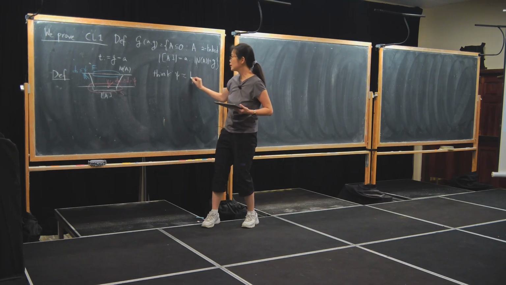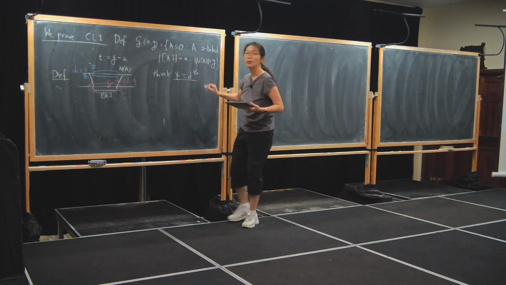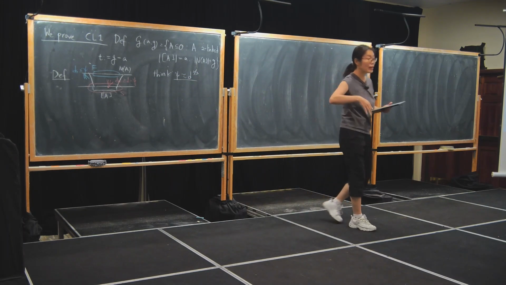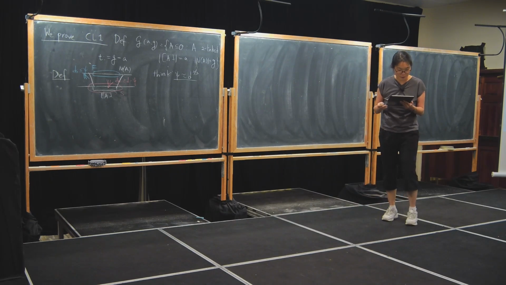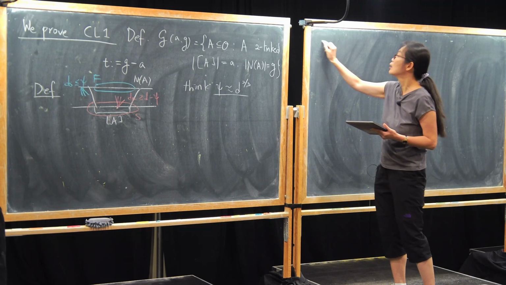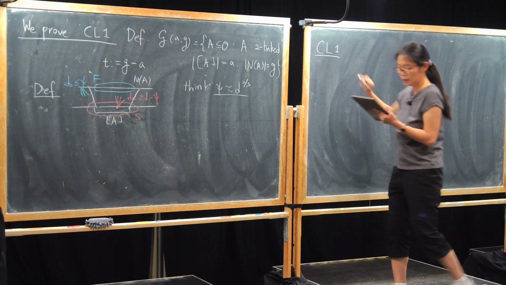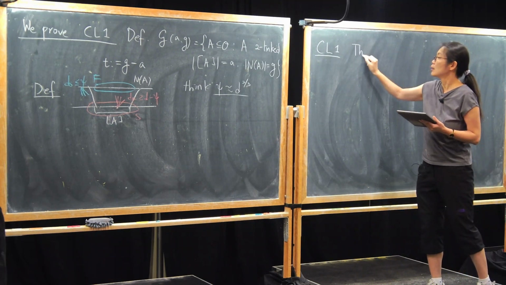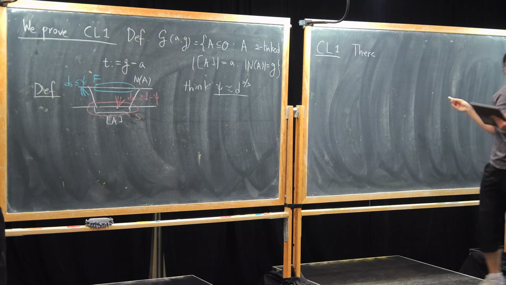psi is about d to the 2/3. Of course, we have much more flexibility in reality, but for this exposition, let's assume that. And then the statement of the first container lemma is basically this. The number of containers is not so large.